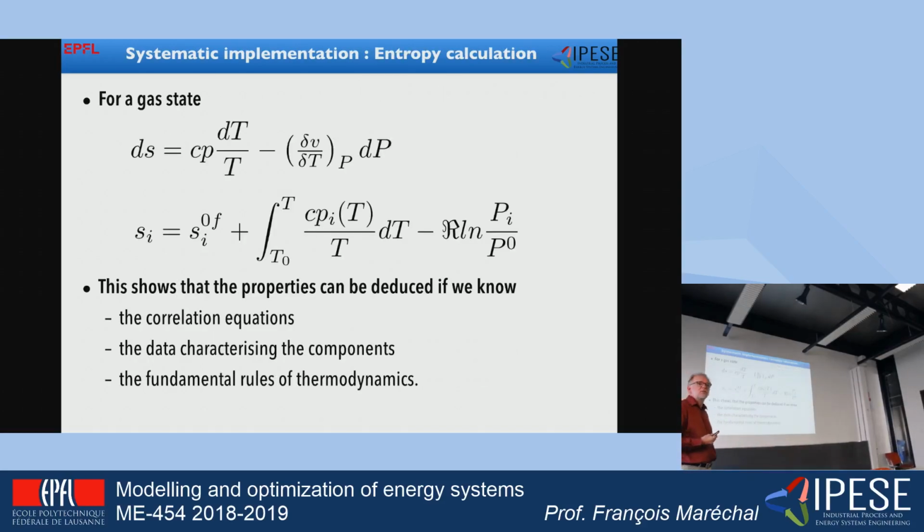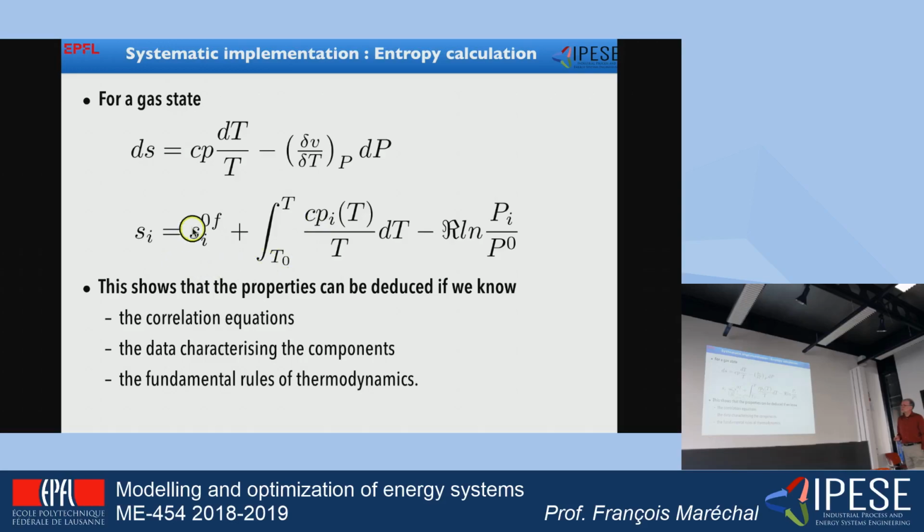Let's go back to the thermodynamics. The thermodynamics is telling us that the variation of the entropy is equal to Cp divided by T, multiplied by the variation of temperature, minus the variation of the volume divided by T at constant pressure times the variation of the pressure, which allows me to calculate the entropy. Okay, and you can see that it depends again on the Cp.